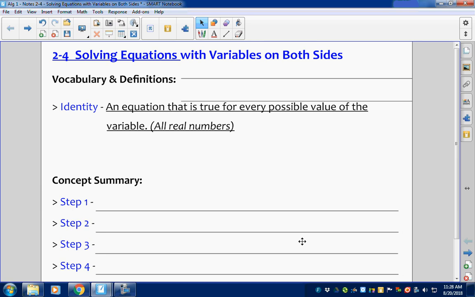So find 2-4, the very beginning of it, and we're defining an identity. Identities are going to show up today. You may not know it's an identity right off the bat, but once you simplify it, maybe distribute or combine like terms, you'll notice that you have an identity. So what's an identity? An identity is an equation that is true for every possible value of the variable.